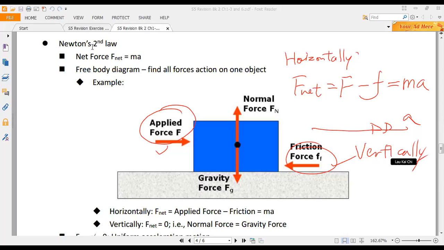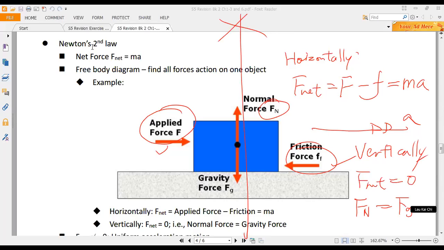Now, the object would not be leaving the surface or sinking deep down through the surface, right? It's not possible. So that means net force in the vertical direction should be 0, right? There's no motion in this direction. It's not going up or down. Then that means we may have this relationship: the normal force should be equal to the gravitational force. If we use the symbols we usually use, N equals W.